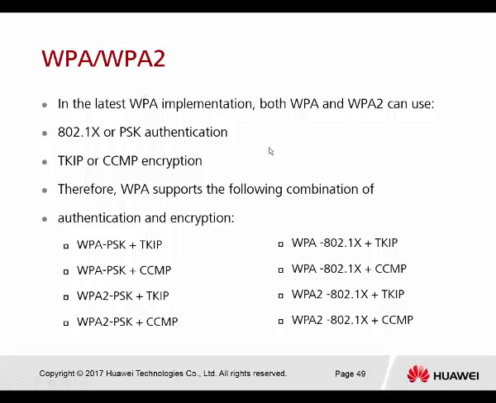In the latest WPA implementation, both WPA and WPA2 can use these two, 802.1x or the pre-shared key, and TKIP or CCMP. Therefore, WPA supports the following combinations of authentication and encryption. So this is their combination. The first one on the top here is WPA. WPA can combine with the pre-shared key with TKIP encryption. This one is the authentication, and this one is encryption. Authentication, encryption.